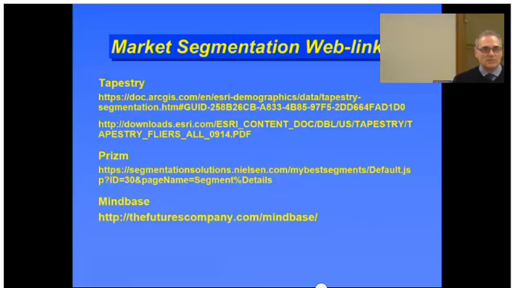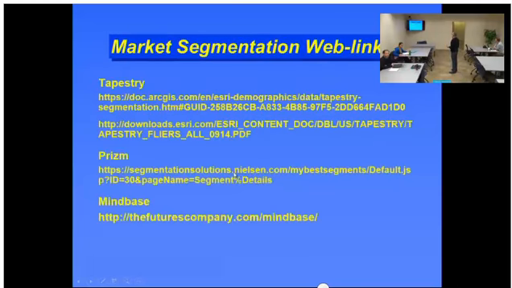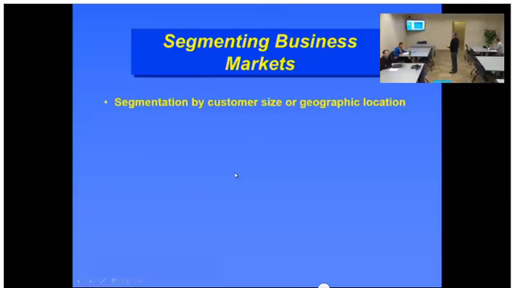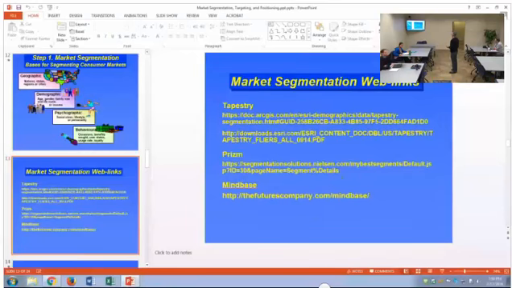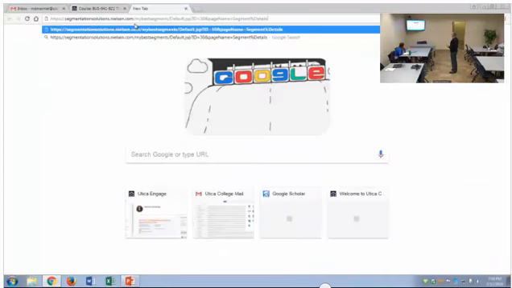Let's open Tapestry. You're going to like these. You can play. Let's open Prism first. Should open right up. Nope. Can you copy and paste? Yeah. You'll like these.